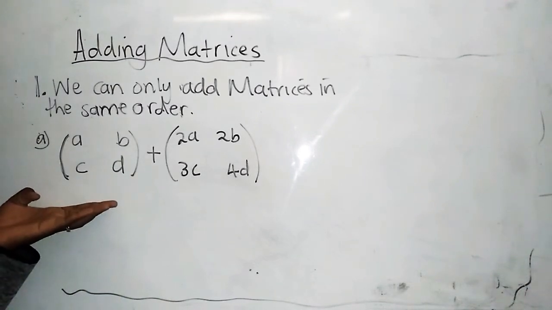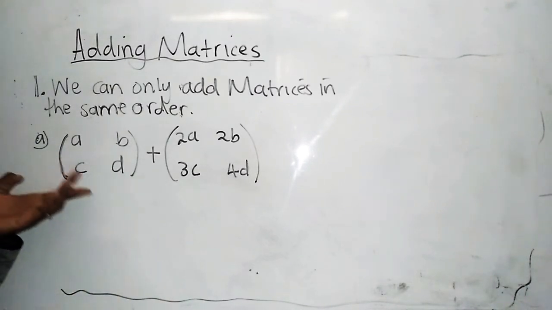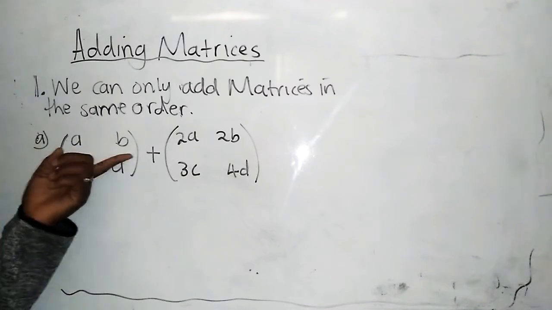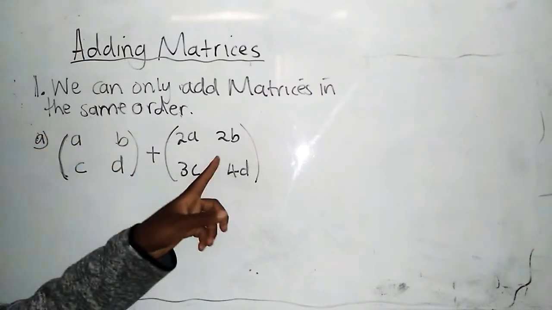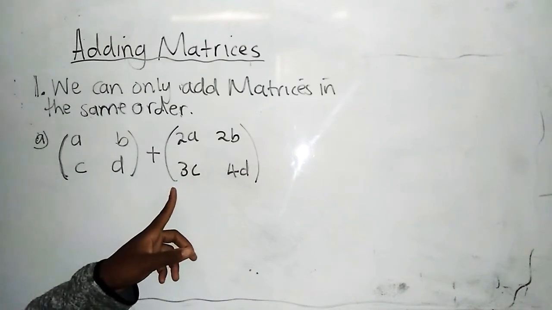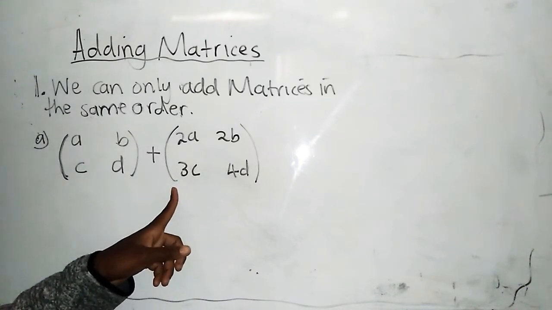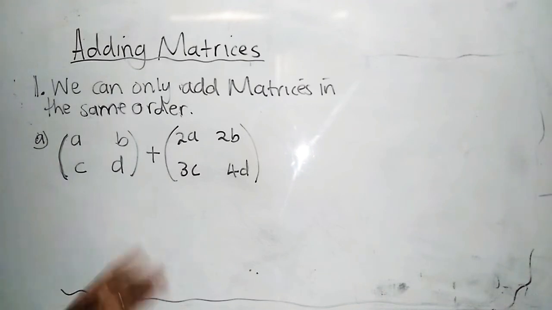The first example that we have today, we are having a 2 by 2 matrix, 2 rows, 2 columns, and we are adding it to a 2 by 2 matrix. This one, it is possible for us to add it, right? And how then do we add? Take note, we add them according to their positions, okay?